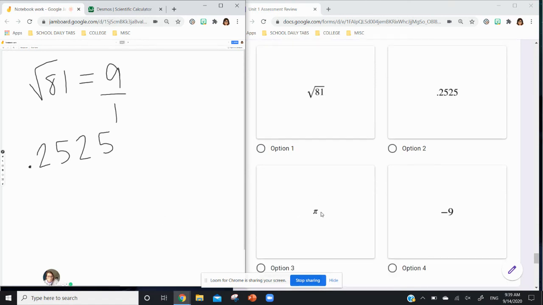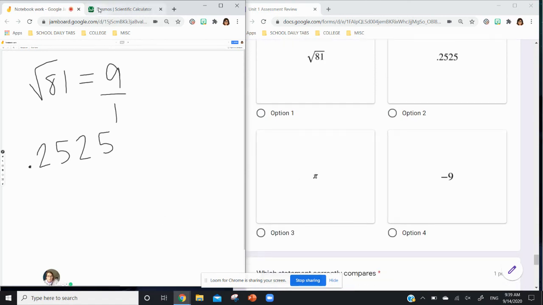So, pi is 3.1415. It goes on forever and ever and ever. Never stops, never repeats itself. This one is an irrational number.